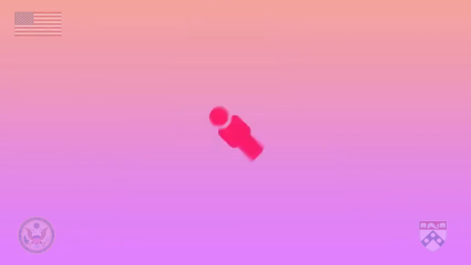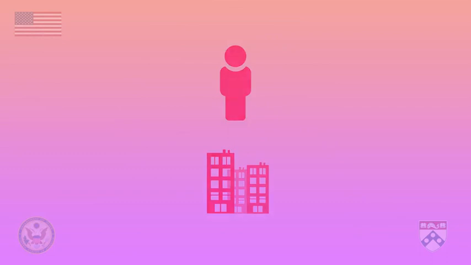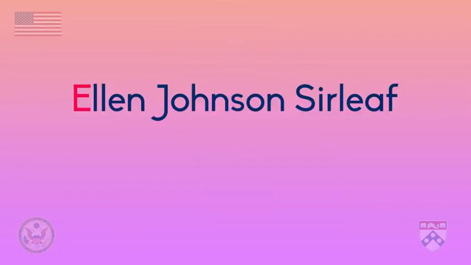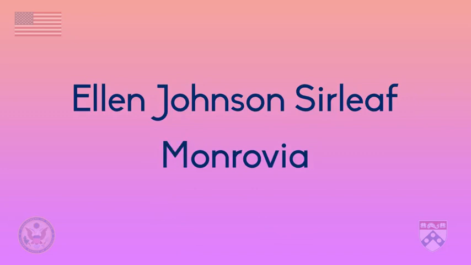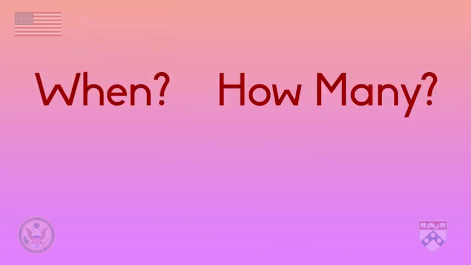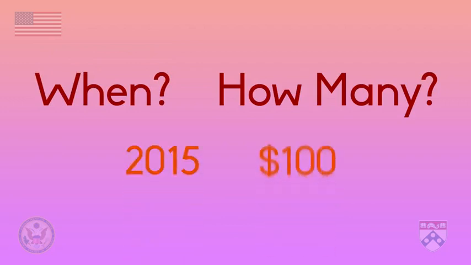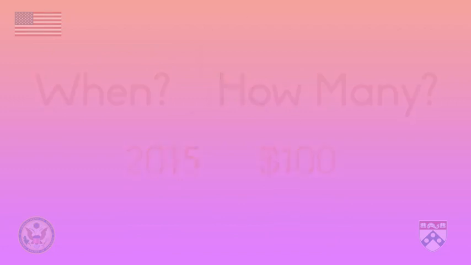For example, if we want to find information about a person or place, we might look for words that start with big letters, like Ellen Johnson Sirleaf or Monrovia. If we want to find out when something happened or how many of something there were, we might look for numbers such as 2015 or $100. Numbers and words with big letters are easy to find quickly, so we just look for those instead of reading all the sentences in the text.